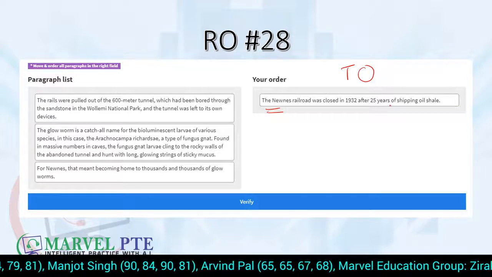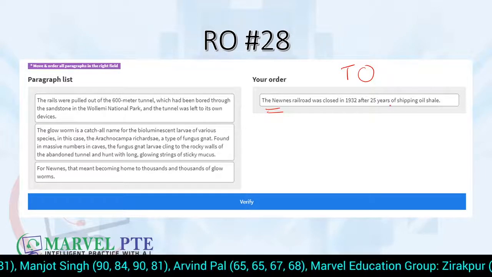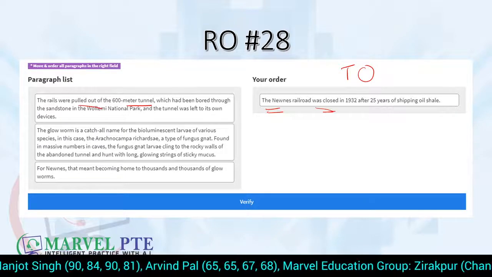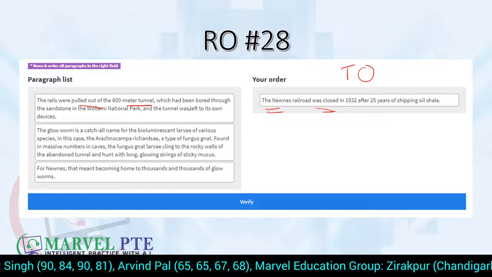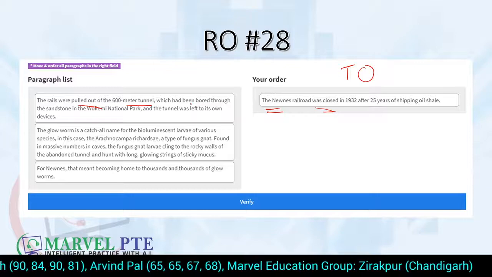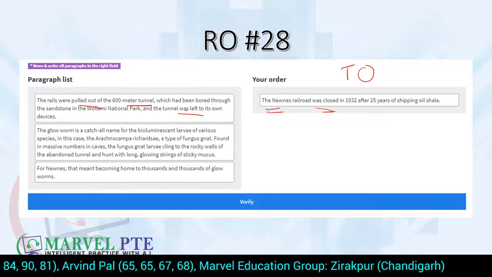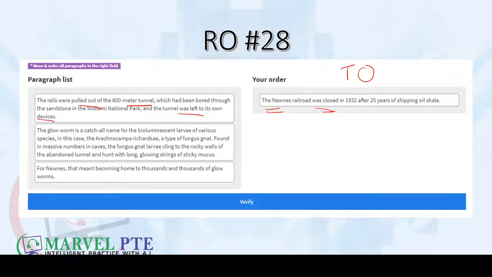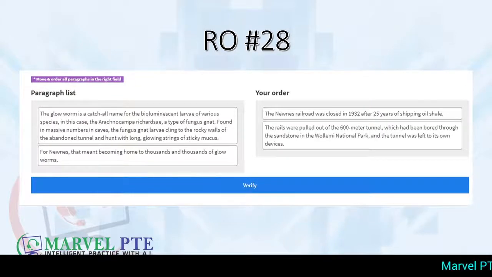The rails were pulled off of the 600-meter tunnel, because once the railroad is closed, then you can pull out the rails, and then the tunnel was left to its own devices. Okay, then you left the tunnel once the railroad was closed. So that's why we are going to put it over here.